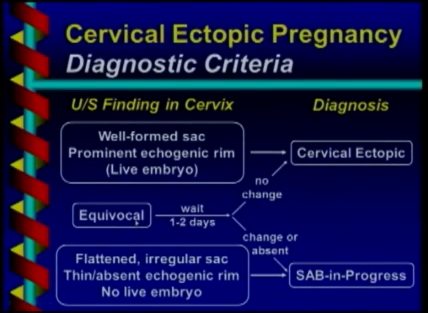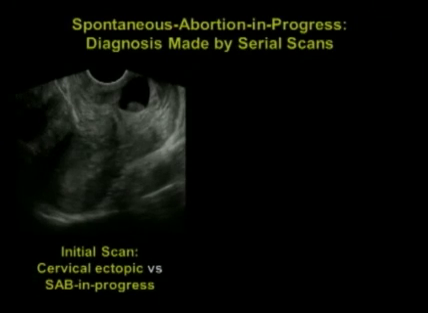If the ultrasound findings are equivocal and the patient is stable, you can wait a day. And if it's unchanged, you're dealing with a cervical ectopic pregnancy. If it's changed or absent, you're dealing with a spontaneous abortion in progress. Here's an example.